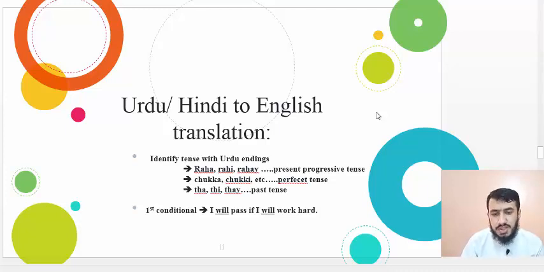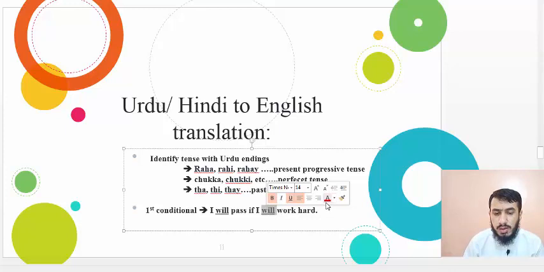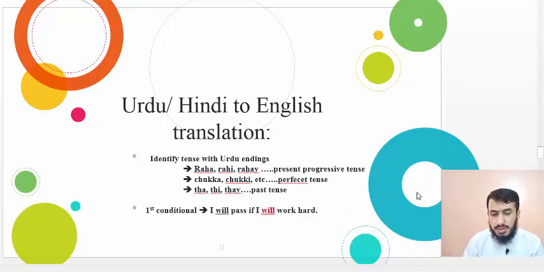Also, for first conditionals, they say, "I will pass the exams if I will work hard." So this is a double future. For this, we have a special condition in English, as native speakers use the first conditional, where we say, "I will pass the exam if I work hard." So the second "will" is erroneous.